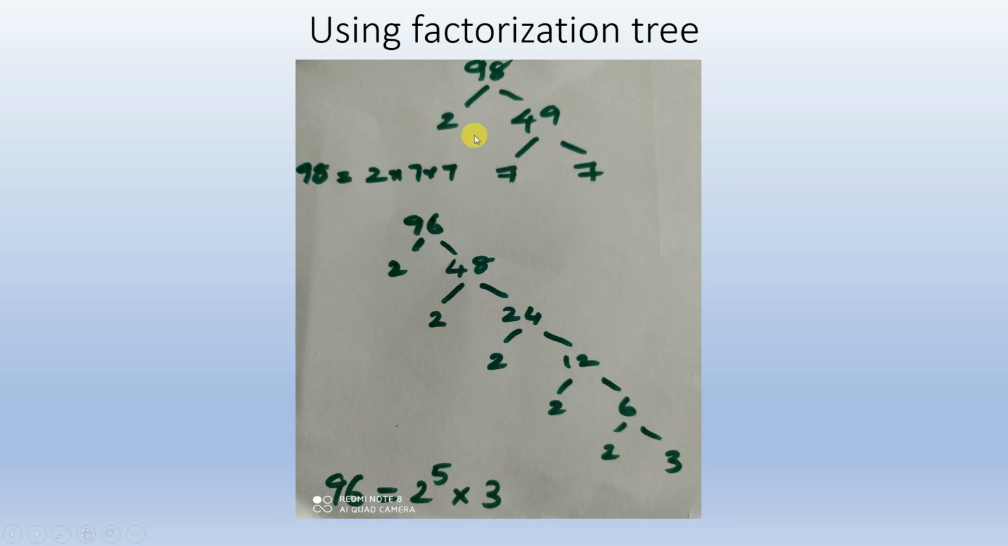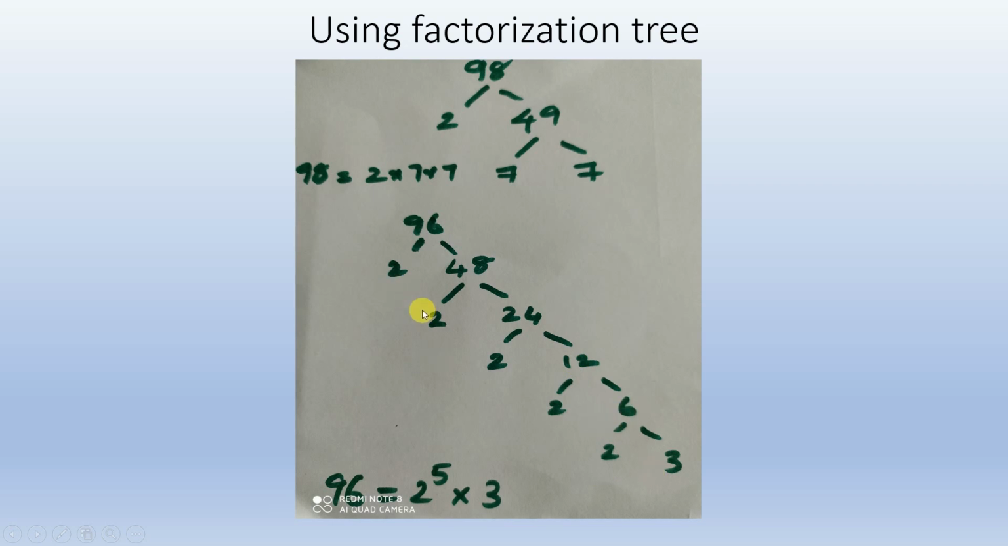Okay, this is another method. Previously we used the division method in the previous slide. Here we are using the factorization tree. You get the prime factors for 96. You start with 2. 2 48s, 96. Then again you start with 2. 2 24s is 48. Then again 2. 2 12s is 24. 2 6s is 12. What about 6? 2 3s are 6.